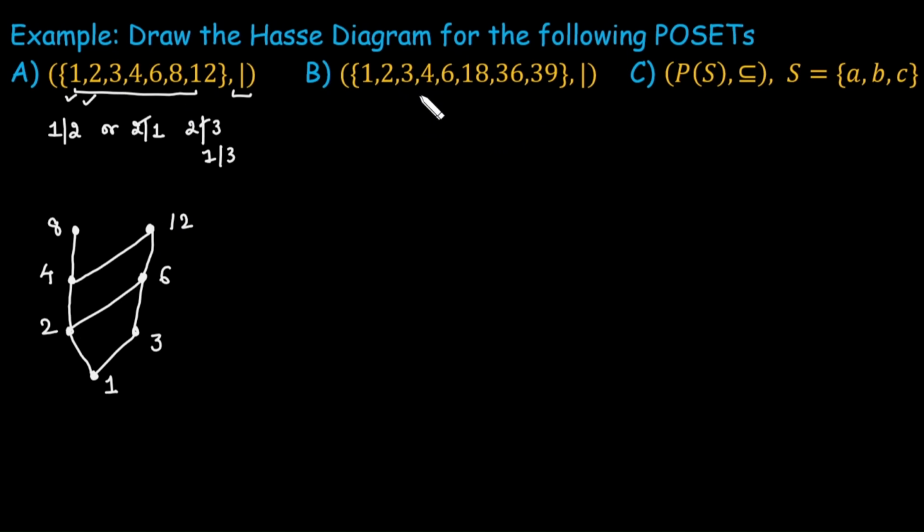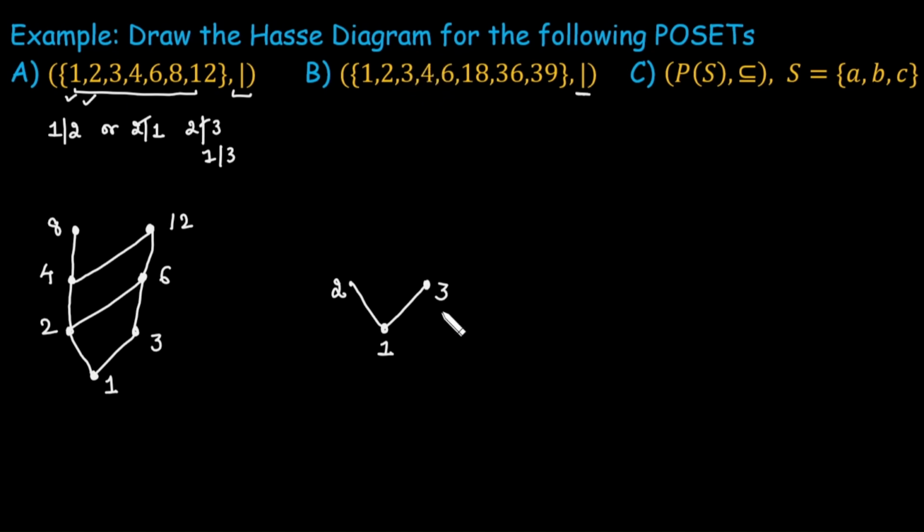Similarly, construct the Hasse diagram for the case number 2. So in this case, the relation is divide. Again, we need to work with the divide relation. Whether 1 divides 2? Yes. It means the placing of 1 is at the bottom and the level of 2 is 1 above to the 1. 3. Now 2 divides 3? No. 1 divides 3? Yes. So its level is 1 above to this one.